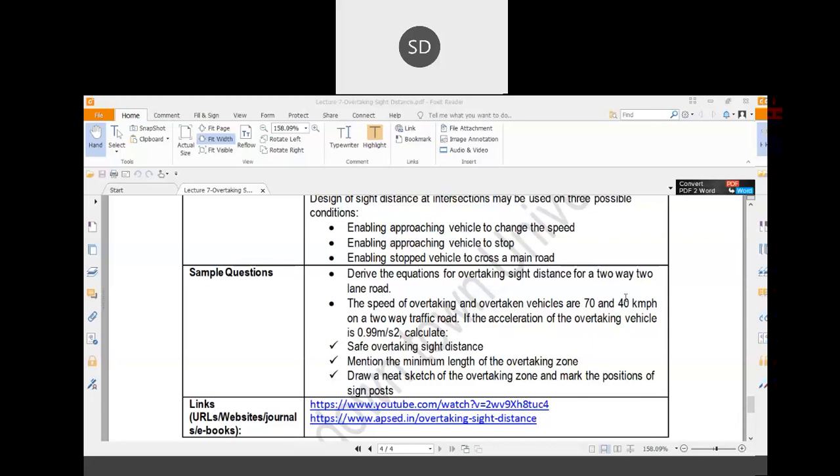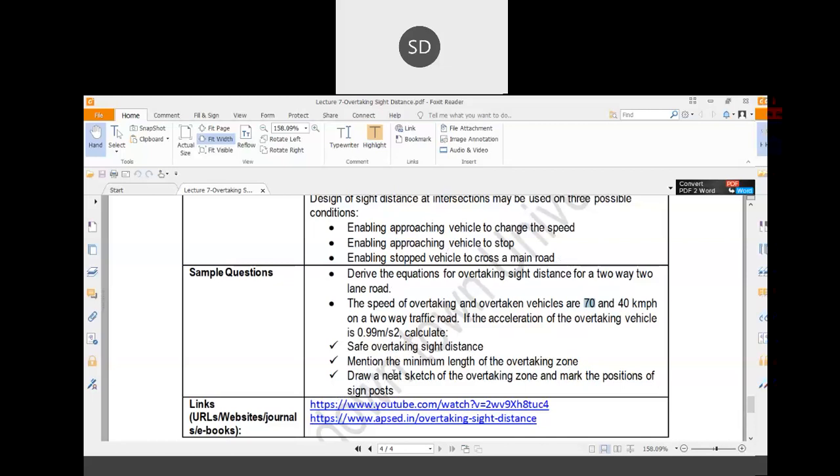Then you need to find the value of capital T. Capital T is the root over 4S by A, and A is given as 0.99 meter per second square. Using all these, you can easily find T2, and after that you need to find D3. For D3, use the 70 kilometer per hour, converted to meter per second. That is what you have to consider.